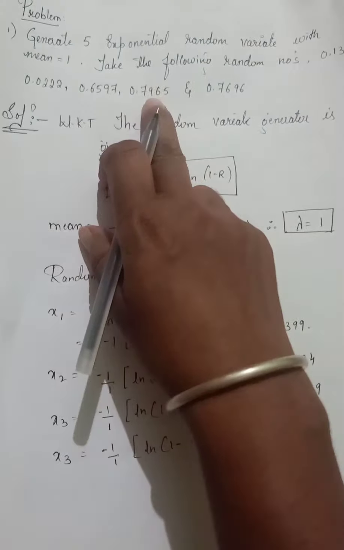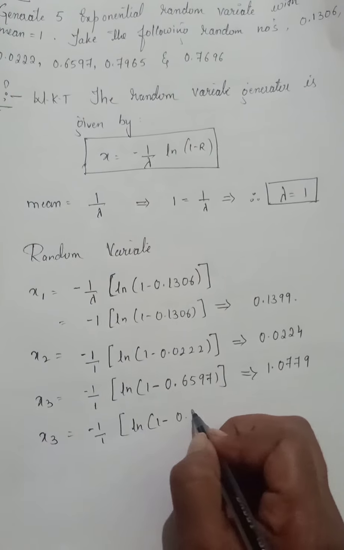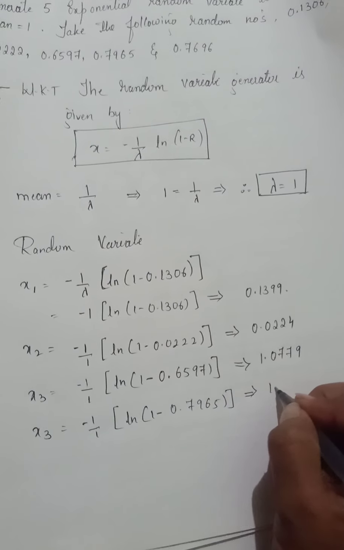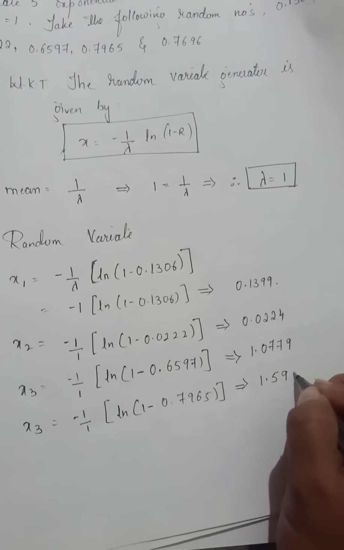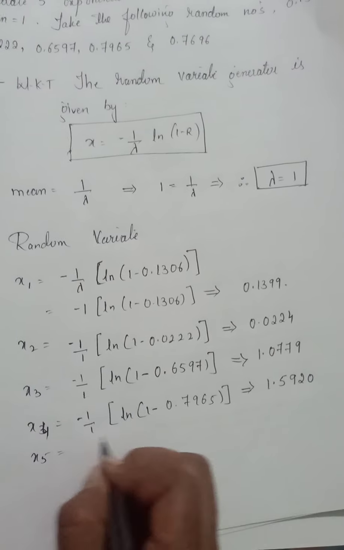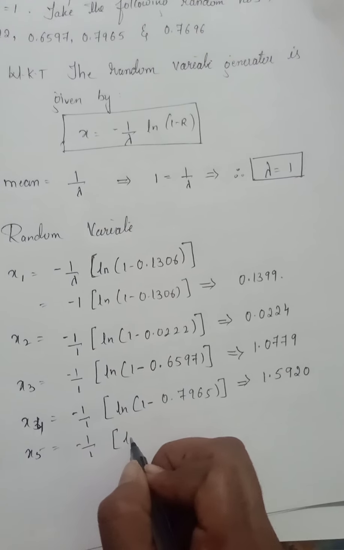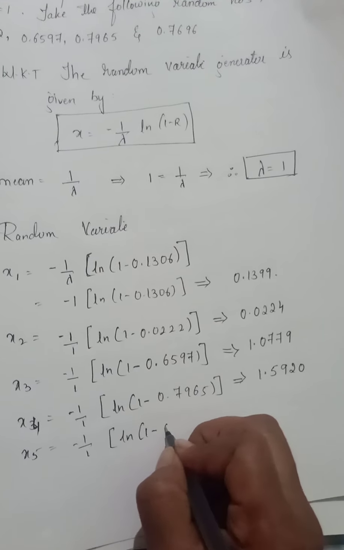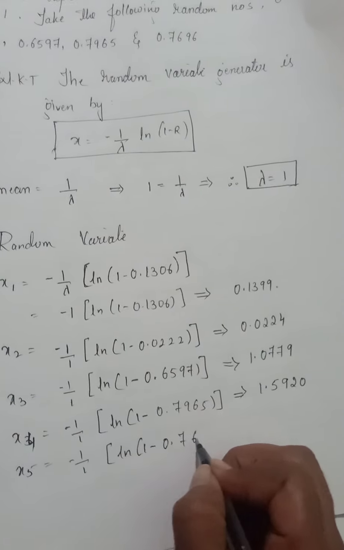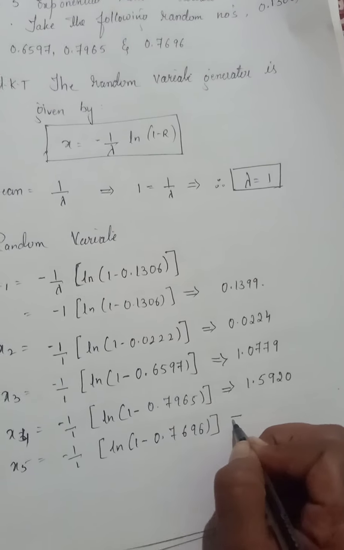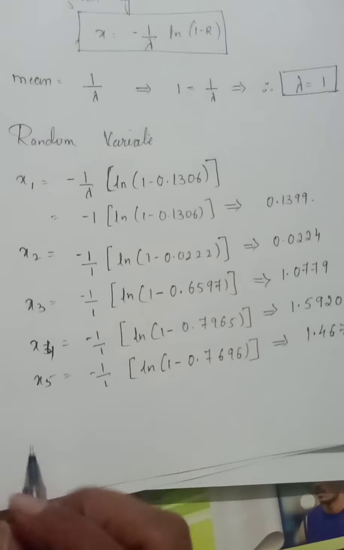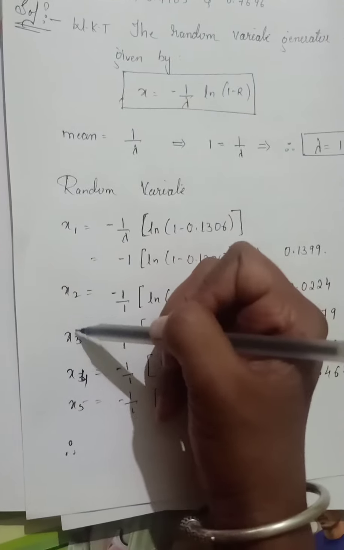So again x4, 1 by 1, again ln of 1 minus the next random number, 0.7965. If I do that, I'll get 1.5920. So it is x4. Then x5 is minus 1 by 1 ln of 1 minus the next random number, 0.7696. If I solve, I'll get 1.4679.